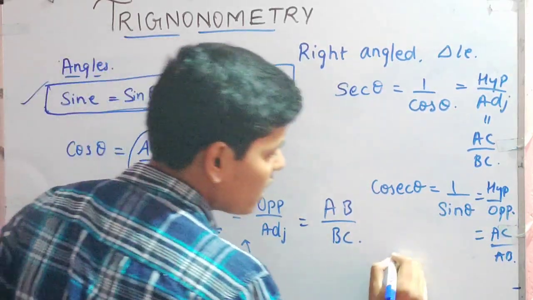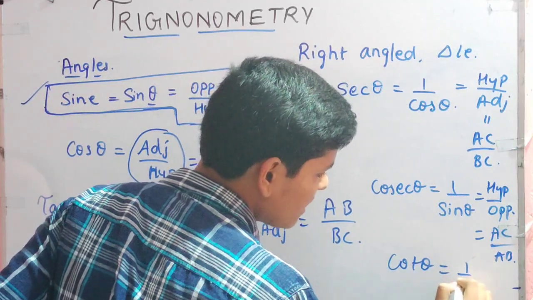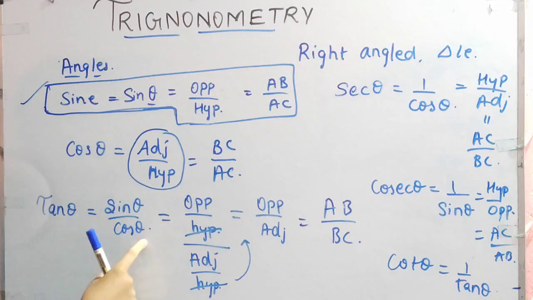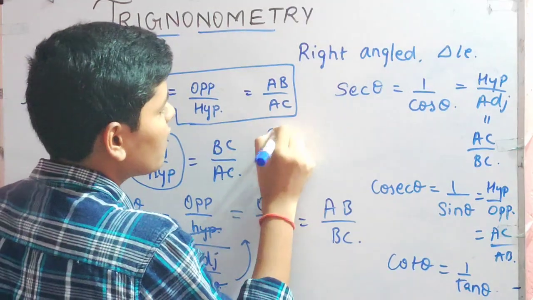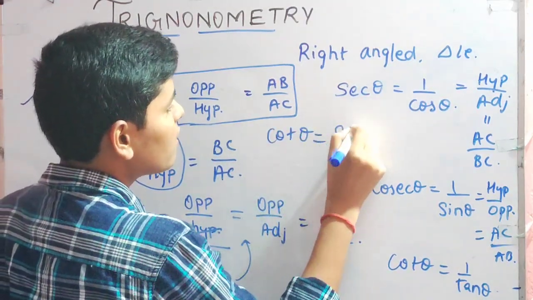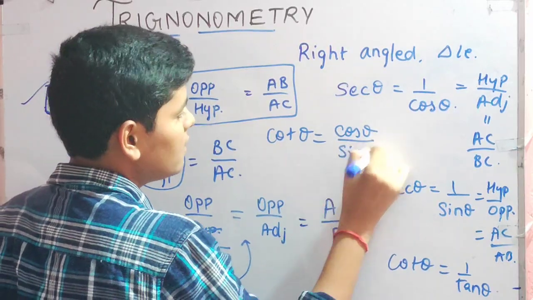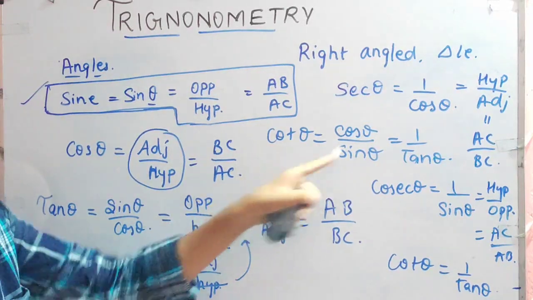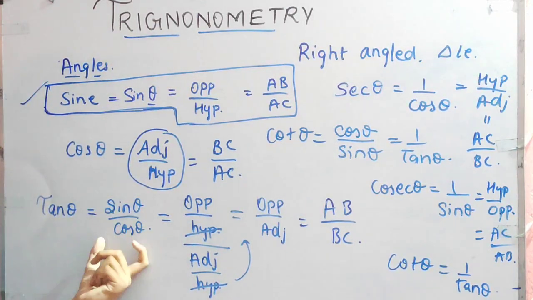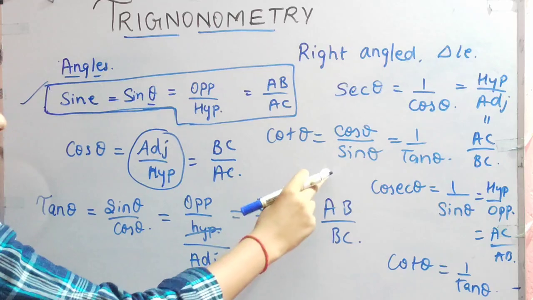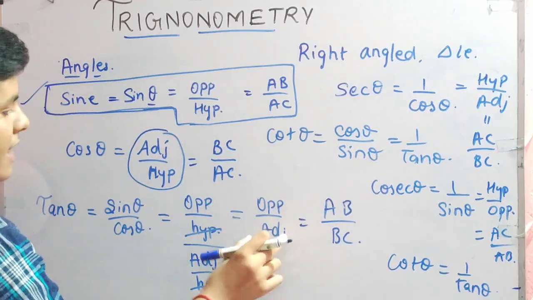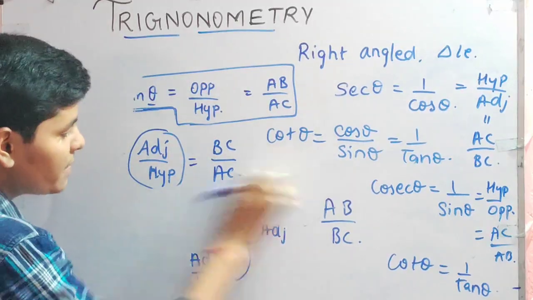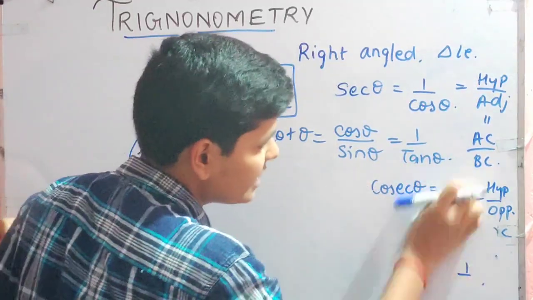And then we have cot theta. Cot theta is 1 by tan theta. And what is tan theta? It is sin theta by cos theta. So we can write cot theta is equal to cos theta by sin theta. Because tan theta is sin theta by cos theta, inverse of this is cos theta by sin theta, that is cot theta. So we can write adjacent by opposite. So we remembered all of them just by using one trigonometric ratio, that is sin theta.